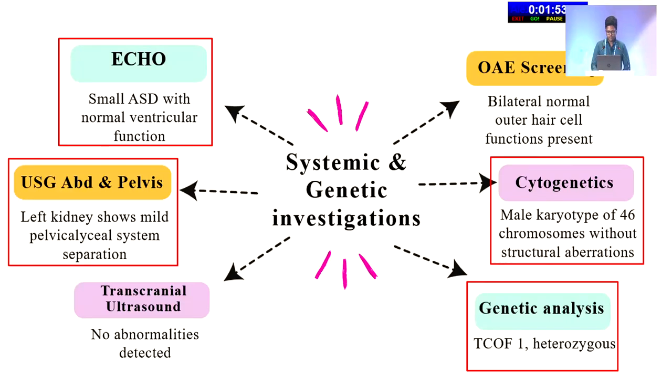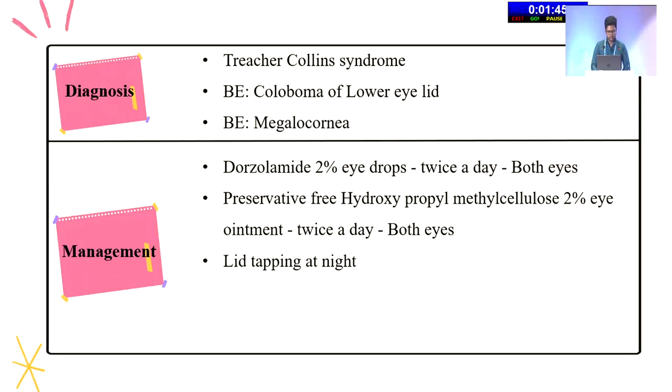The cytogenetics confirmed a male karyotype, and genetic analysis showed a heterozygous mutation in the TCOF1 gene, suggestive of Treacher-Collins syndrome. My diagnosis is Treacher-Collins syndrome with bilateral coloboma of the lower eyelid with megalocornea. We started dorzolamide 2% eye drops twice a day in both eyes in order to prevent infantile glaucoma, and conservatively treated to prevent exposure keratopathy.